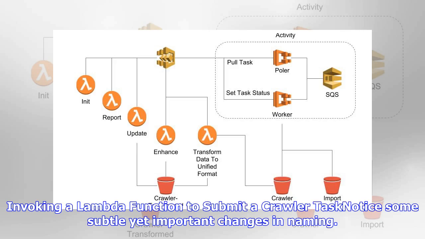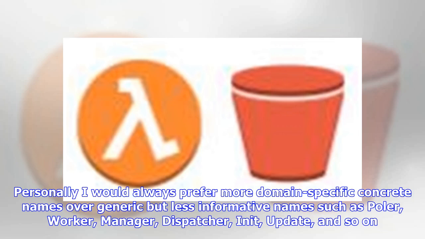Invoking a Lambda function to submit a crawler task. Notice some subtle yet important changes in naming. Personally, I would always prefer more domain-specific concrete names over generic but less informative names such as Poller, Worker, Manager, Dispatcher, Init, Update, and so on.